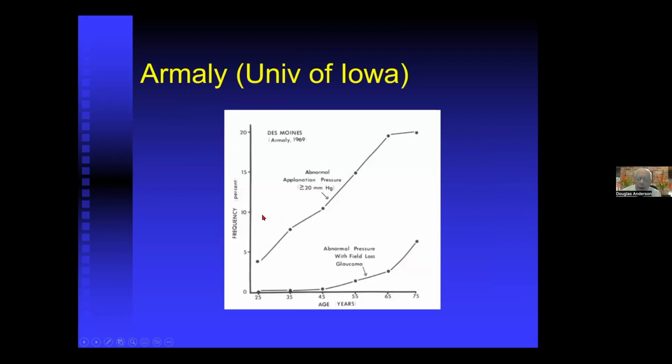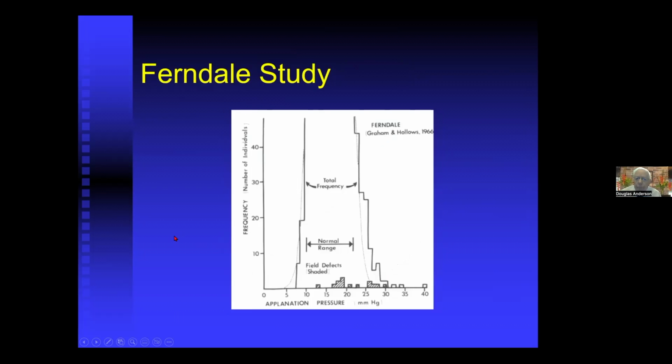Well, Armaly actually measured, according to age, what the prevalence was of visual field loss from glaucoma, and there it was. And here is the prevalence of pressures above 20 millimeters of mercury, that is 21 or higher. And they greatly outnumbered the number of people who had abnormal visual fields. And that was a puzzle.